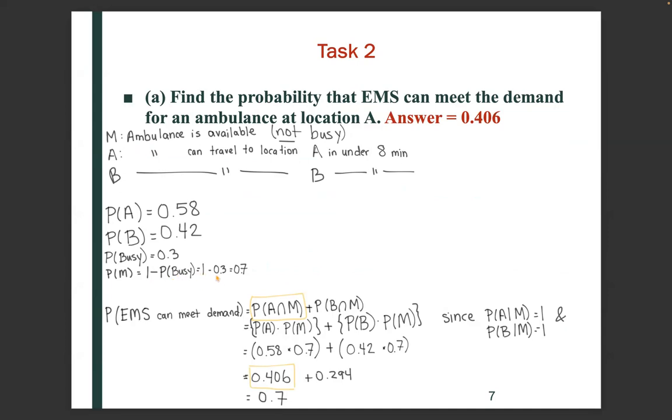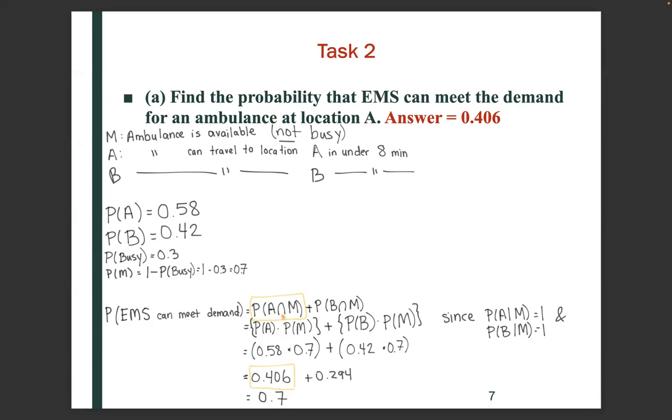So that would be 1 minus 0.3, which is 0.7. And here we want to find the probability that the EMS can meet the demand for an ambulance at location A. So here we're just interested in what I've circled in yellow, and I'm going to get back to this overall thing. But for just part A, we're interested in the probability of A intersect M, which is the probability that the ambulance can travel to location A in under 8 minutes and that the ambulance is available.